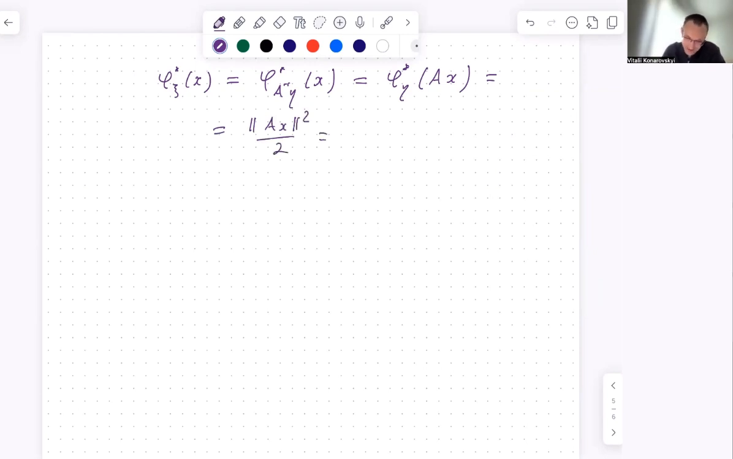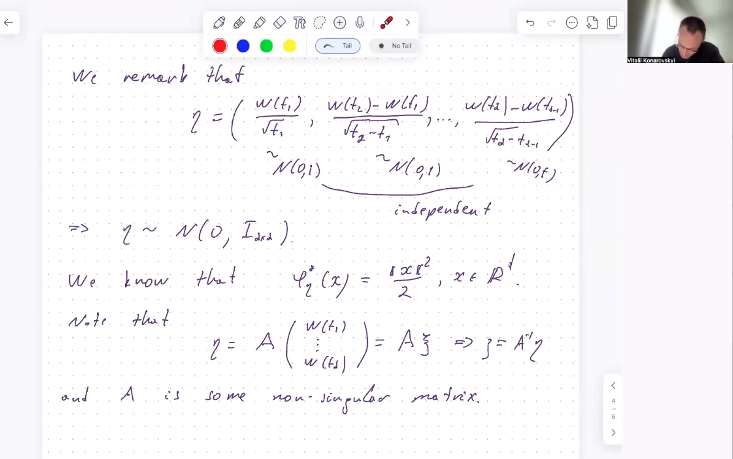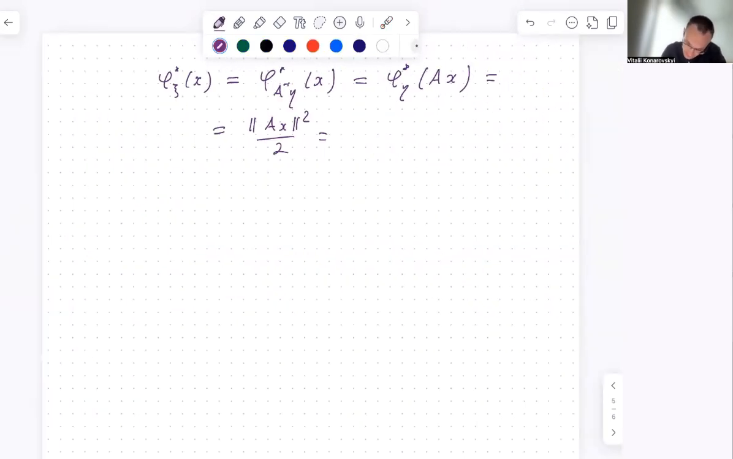And here you can now easily compute that norm, because when you take the linear transformation A and apply it to vector x, it is the same as A applied to that vector. So it is this vector, but now you just need to take those coordinates and replace them by x. Therefore you will have x1 divided by square root t1, x2 minus x1 divided by square root t2 minus t1, and so on, up to xd minus x(d-1) divided by square root td minus t(d-1). And then you compute the norm squared and divide it by 2.